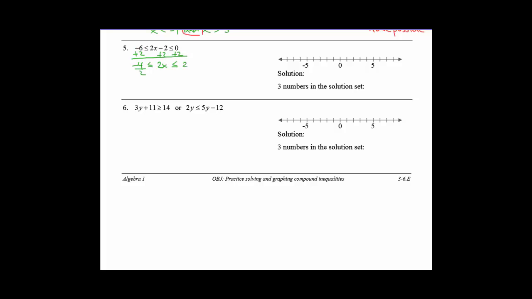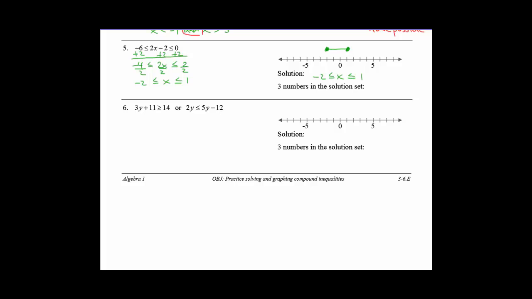Now we can divide everything by 2 to get the x by itself, and we'll have negative 2 is less than or equal to x, which is less than or equal to 1. So that is the solution. Negative 2 is less than or equal to x, which is less than or equal to 1. And x is in between negative 2 and 1. So on the number line, I need to color in between negative 2 and 1. I'm putting a solid circle on both because both of them have equal signs. Both of those 2 numbers will work if you plug them in. And that becomes the picture or the graph of the solution set.